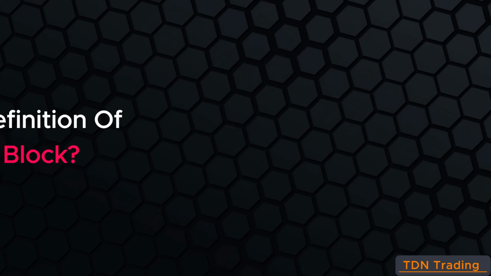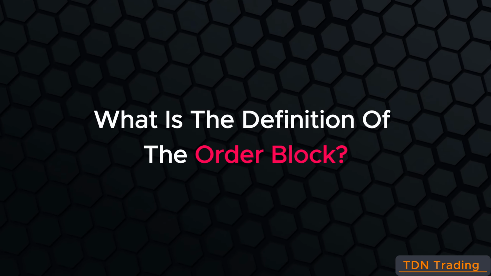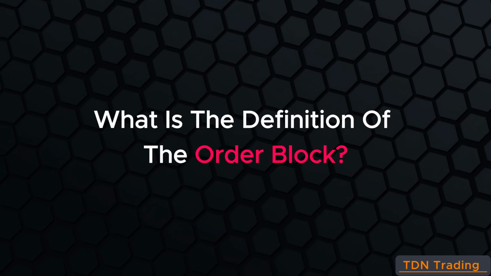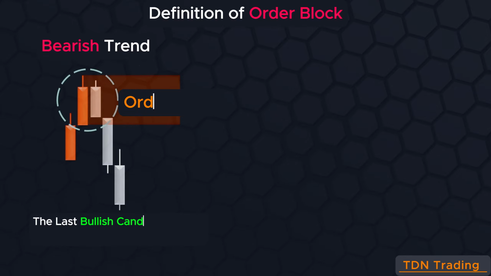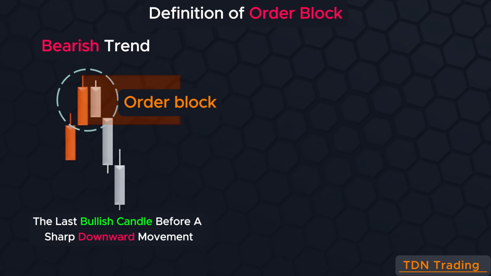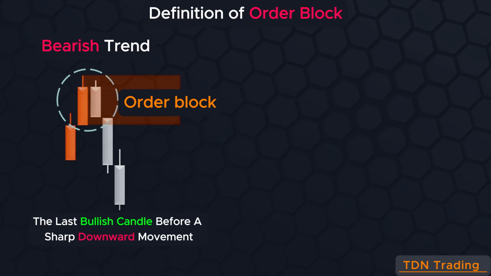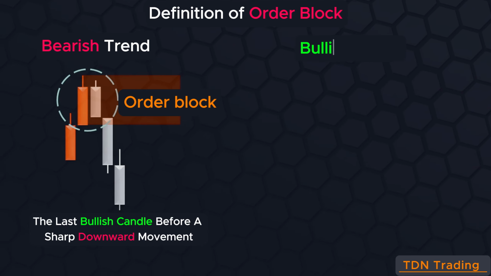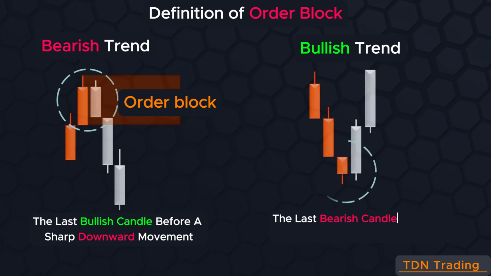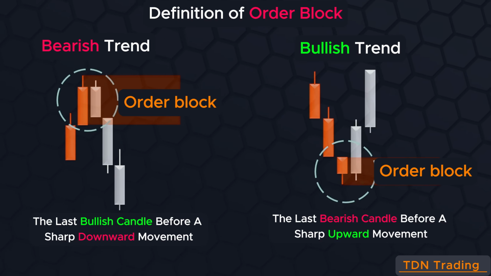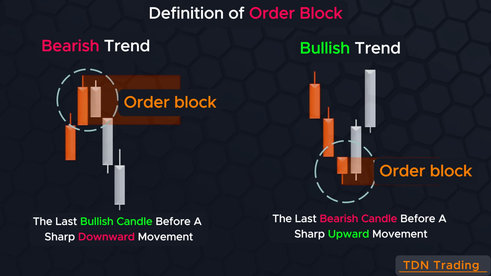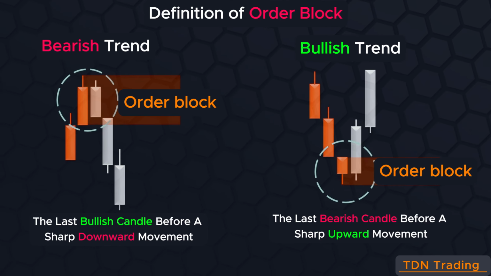Now let's dive deep into the details of order blocks and see what is the exact definition of an order block. In the bearish scenario, an order block refers to the zone corresponding to the last bullish candle before a sharp and substantial downward movement that generates a valid break of structure. Similarly, in the bullish scenario, it refers to the area corresponding to the last bearish candle before a sharp and substantial upside movement that forms a valid bullish break of structure.